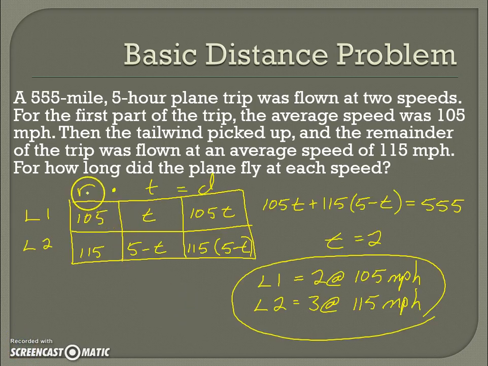All right, so here's what I got. I got my rate times time. I call them legs of a trip. And so I filled in the stuff from the problem into my table. Your table should look similar. And then it's going to be the distance of leg 1 plus the distance of leg 2 equals the total distance of the trip. Then you solve for the time, you get 2 hours, which is this leg. So if this leg is 2 hours and the total is 5 hours, then that must mean the other leg is 3 hours. So leg 1 is 2 hours at 105 miles per hour. Leg 2 is 3 hours at 115 miles per hour. So go back and check your work, and if you didn't find this, see what you did wrong.